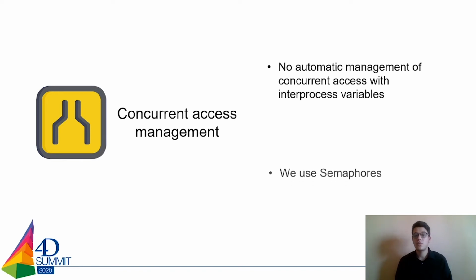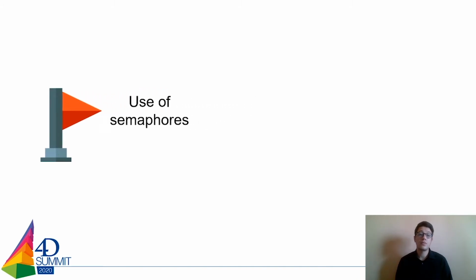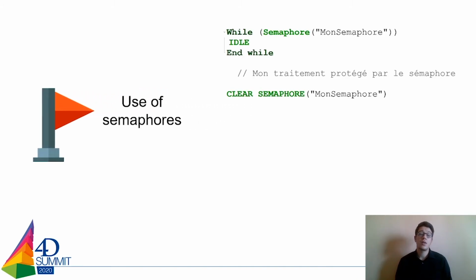So what we generally use to remediate this problem is semaphores. We write some code like this. We put our semaphore to protect the code that modifies, for example, our interprocess variable array, and at the end we clear that semaphore so other processes can come and modify that specific object or execute that code that is protected.